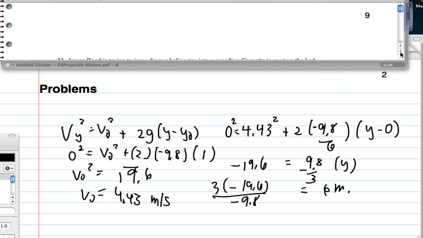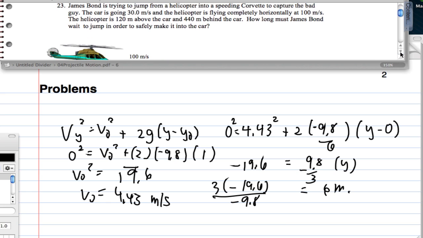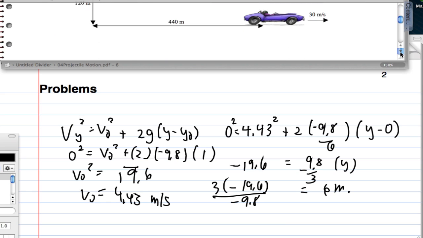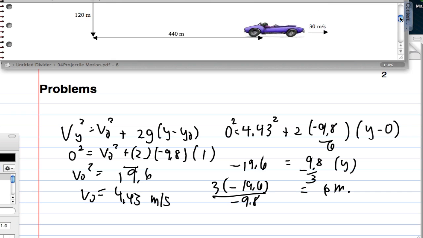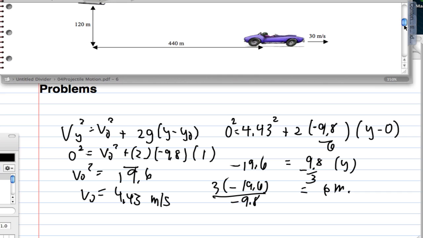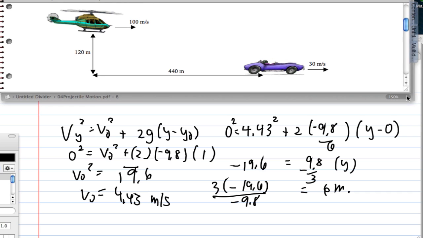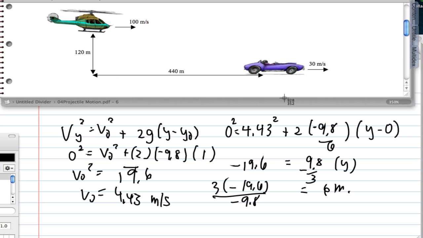Now, let's move on to question 23. This is very good. So now we've got James Bond and a Corvette. I like this. This is a good problem. So let's snip this picture out and use it in the problem.